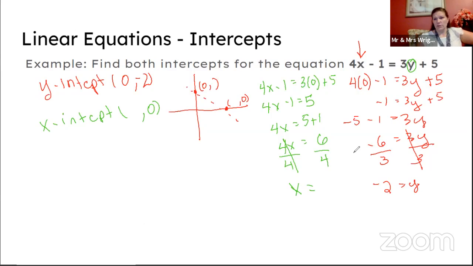Well, that's not reduced yet. So it is an improper fraction, which is what we usually want, but it's not reduced. So I can't divide 6 by 4 and get a good even integer. So I'm going to divide both of these by 2. So 6 becomes 3 and 4 becomes 2. So my final answer will be 3 halves. So I'm going to put 3 halves right here. So my y-intercept is (0, -2), and my x-intercept is (3/2, 0).